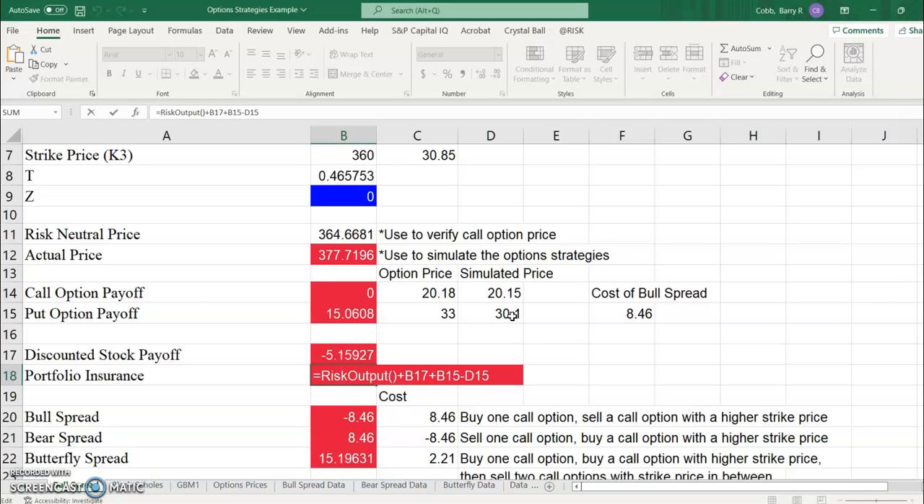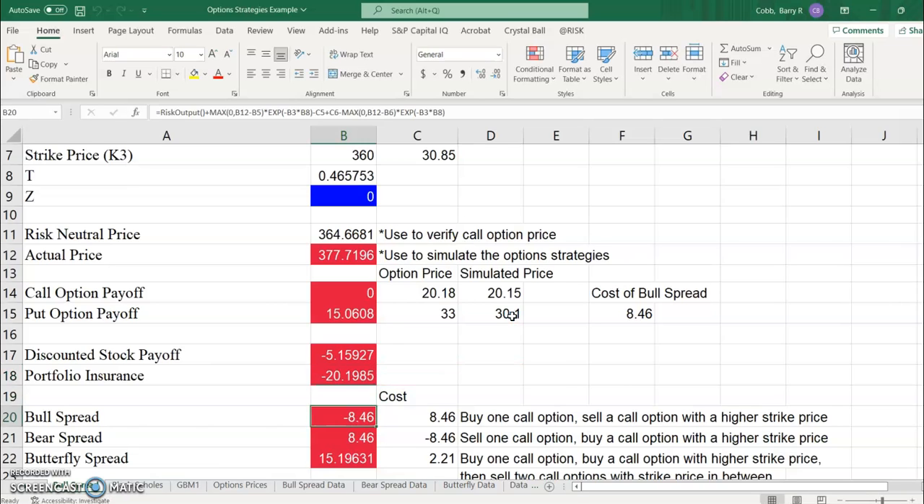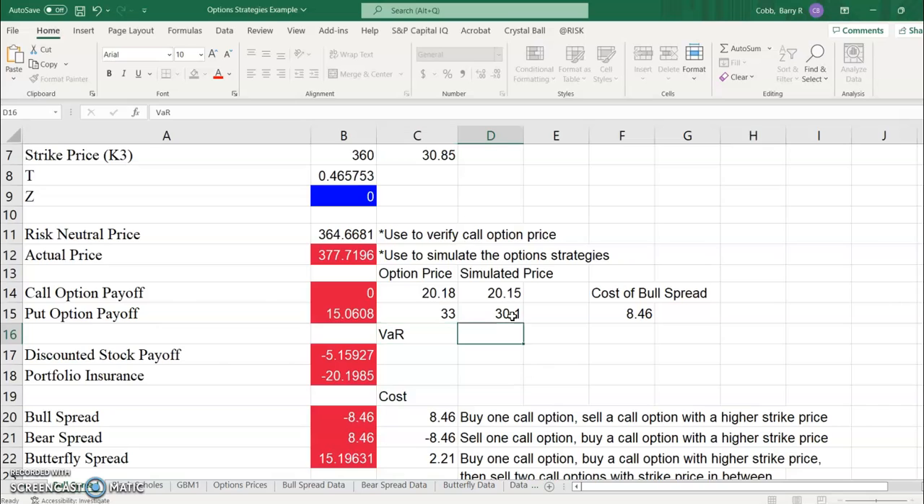Now, the VAR, value at risk, is a way to compare these two investments and their variability. So we'll calculate the VAR, value at risk, and the CVAR. And typically to do that, we create a formula for the loss. And the loss on these two strategies is simply just the negative 1 times their payoff. And so I've just got a negative sign in front of the B17, and that'll be the loss. And then a negative sign in front of the payoff on the portfolio insurance strategy.